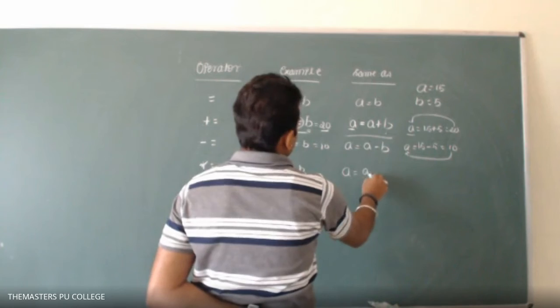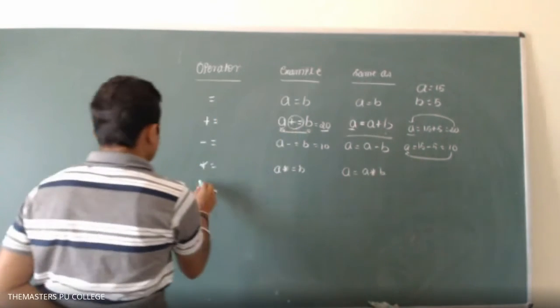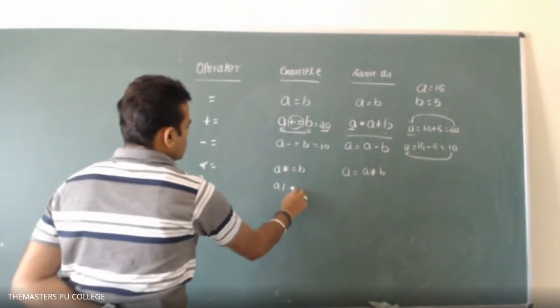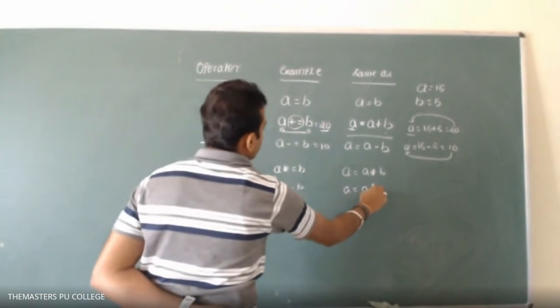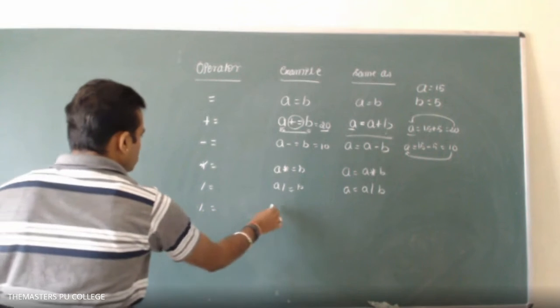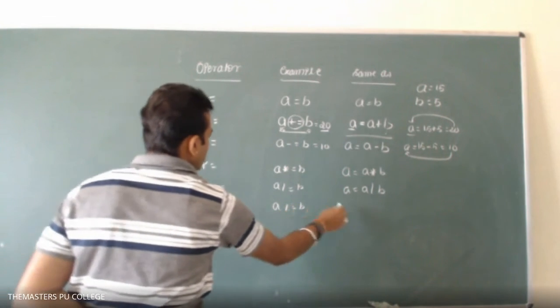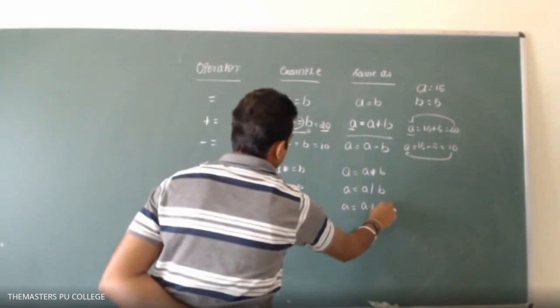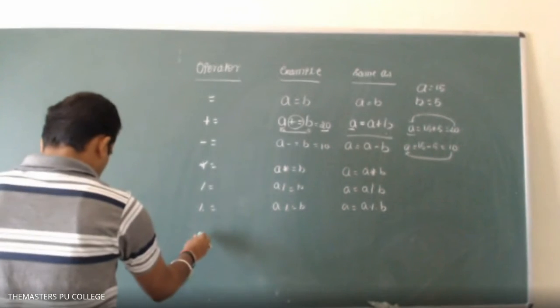A is equal to A star B. Okay, like that. So division equal: A division equal to B means A is equal to A divided by B. Next, percentage equal: A percentage equal to B means A is equal to A percentage of B. Next.